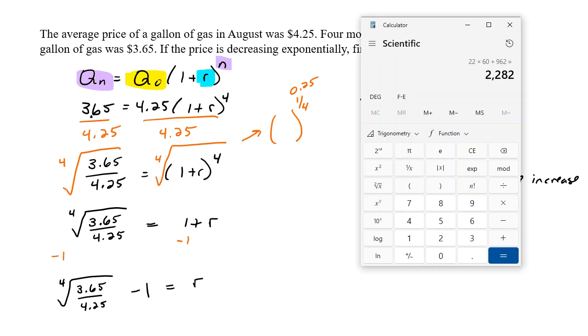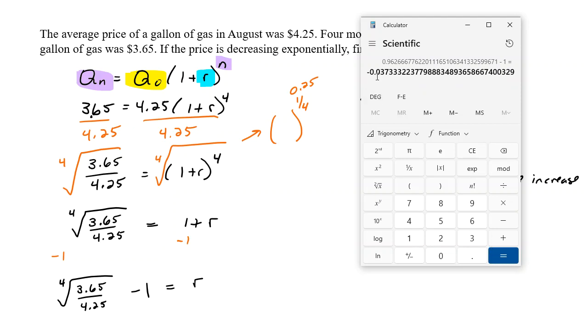Alrighty, I'll use this calculator. So I'm going to type in this business to the 1/4 power because I don't have a fourth root button on this calculator. So parenthesis 3.65 divided by 4.25, close parenthesis, take that thing to the 1/4 power. 1/4 is an easy decimal, so I'm just going to do 0.25. I'm going to go ahead and hit equals, and then I'm going to subtract 1 from that, and I get a negative. Now, I'm expecting a negative because remember this was a decrease.